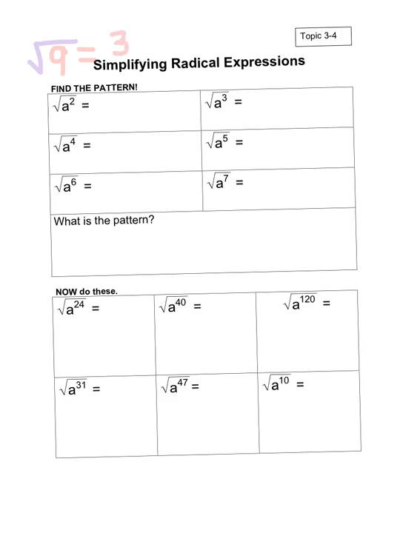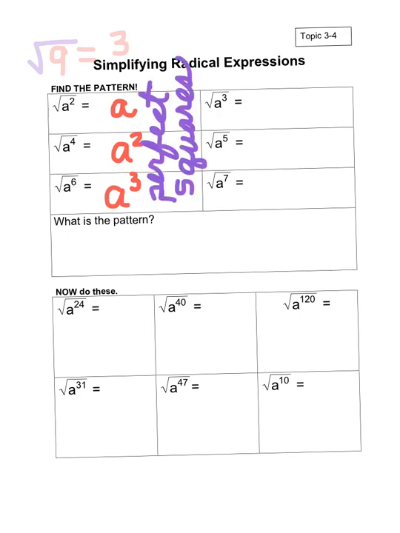Well, when we're looking at the square root of a squared, the square root of a squared would simply be a, because a times a is a squared. The square root of a to the fourth would be a squared. And if we have the square root of a to the sixth, that would be a to the third power. When we're looking at these examples, all of these are perfect squares. Let's look at some other examples.